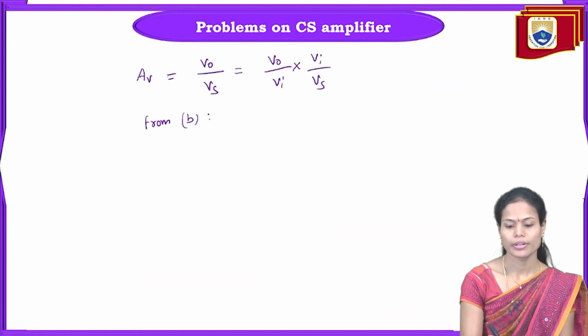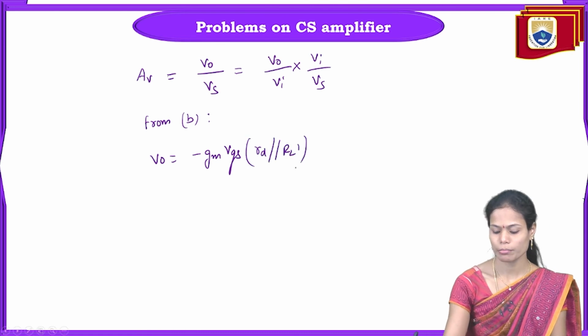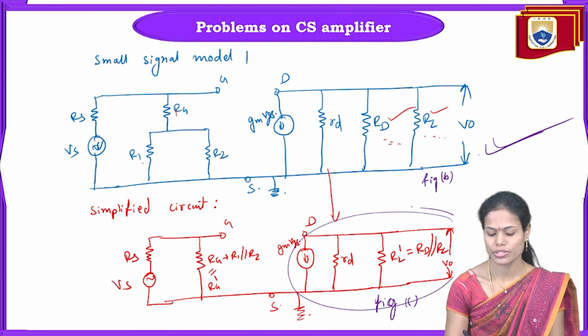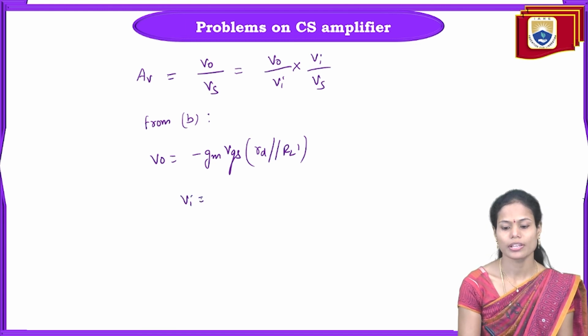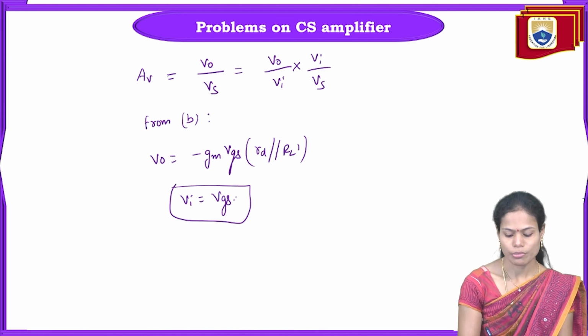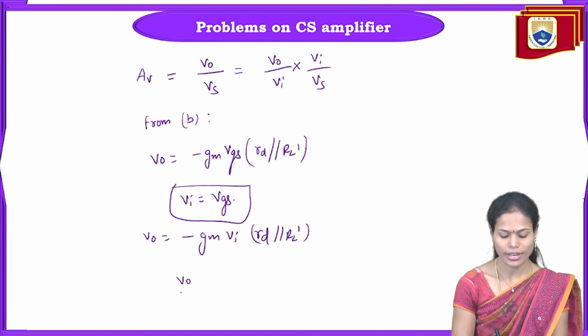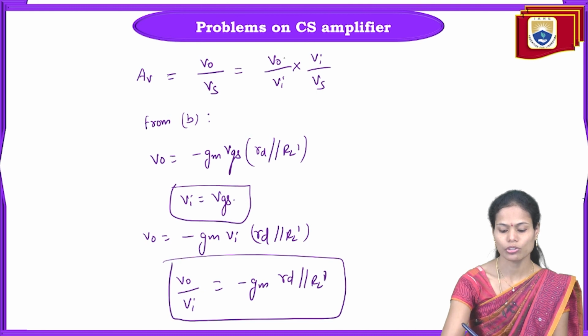From figure B, I'm writing V0 equals minus gm VGS into RD parallel with RL dash. That is nothing but the overall parameters present on the output side. Here we know that Vi is nothing but VGS; the input voltage is the gate to source voltage. If we substitute VGS equal to Vi here, we get V0 equal to minus gm Vi RD parallel with RL dash. From this I can write V0 by Vi equal to minus gm RD parallel with RL dash. So we got the value of V0 by Vi.